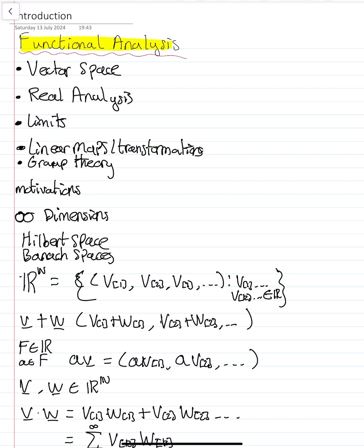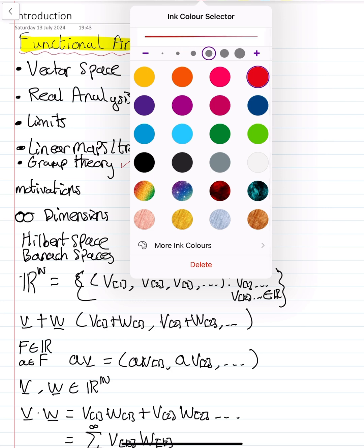For these videos you will need to be familiar with the following concepts from a linear algebra and a real analysis course. Firstly, you need to know what a vector space is. You need to know some basic notions about real analysis, so you need to know about limits, series, sequences, convergence, etc. You'll need to know about linear maps and transformations, and a little bit of knowledge of group theory would be useful as well, but it's not essential.